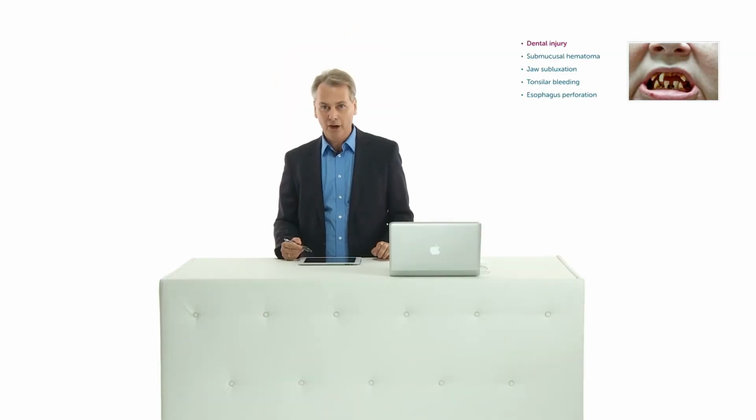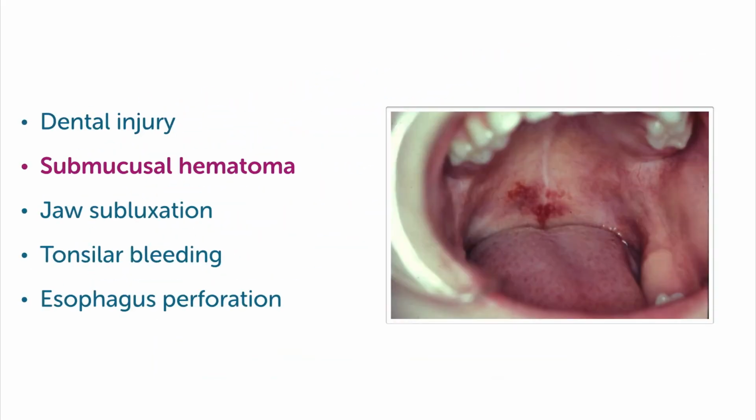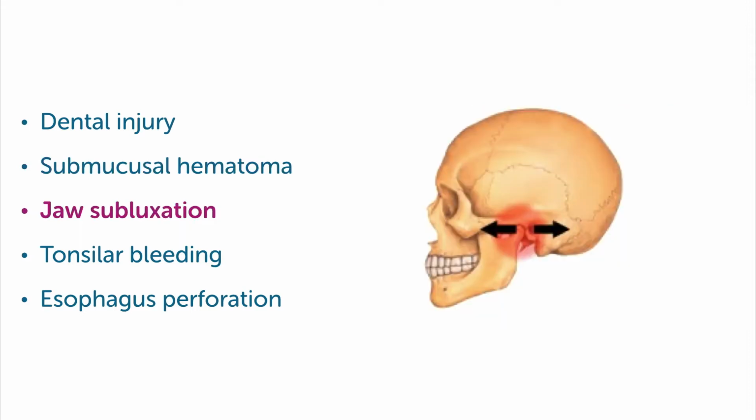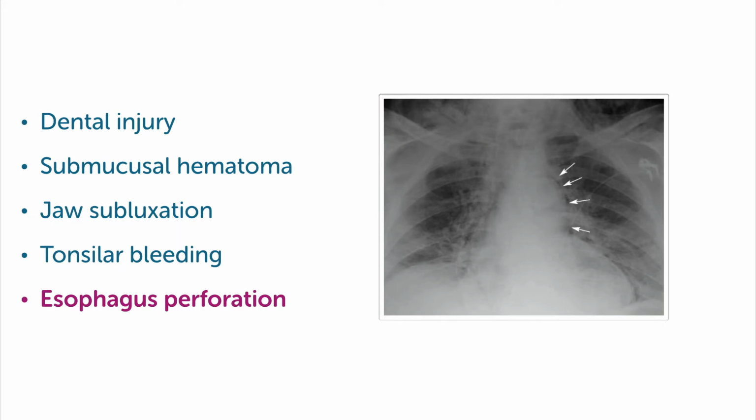What are some of the problems that you can run into? First, dental injury. Second, submucosal hematoma. That occurs rather frequently. Jaw subluxation. Of course, this should not happen. Tonsillar bleeding. There you probably did a fairly forceful introduction already. And esophageal perforation, which is a rather rare but serious complication.